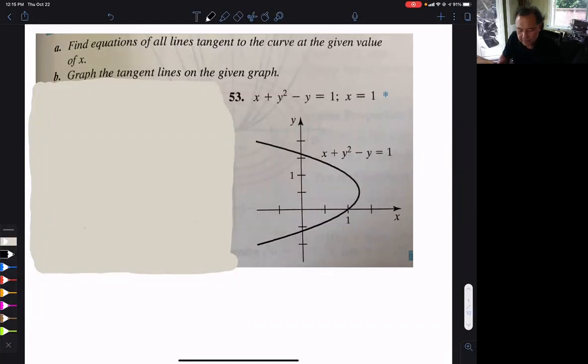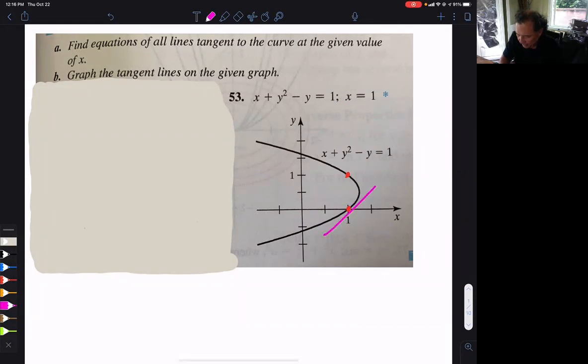3.8, number 53. So let's read. It says, find the equation of all tangent lines at the given value. So at x equals 1, we're going to notice something here. There are 2 points on the graph at x equals 1. That means there's going to be 2 tangent lines.